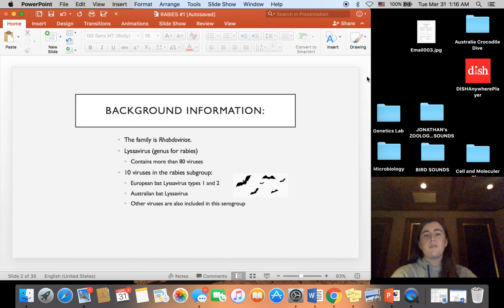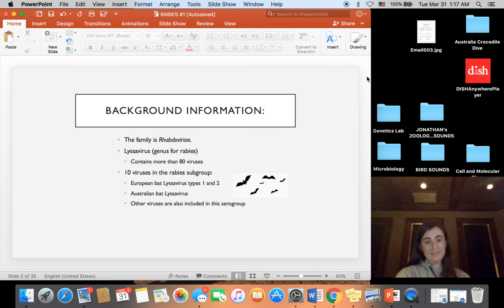So, some background information about rabies is that it falls under the family Rhabdoviridae, and the genus for it is Lyssavirus. Fun fact about that is that Lyssa means rage in Latin, which makes sense, because every time you hear about an animal having rabies, you hear how aggressive they become. So it makes sense that it falls under a category that deals with rage.